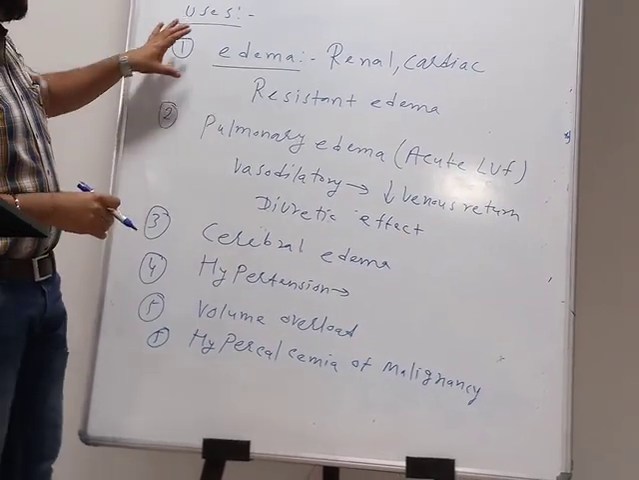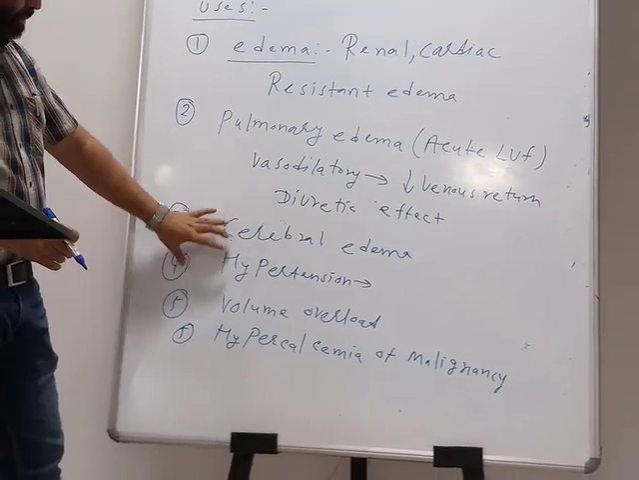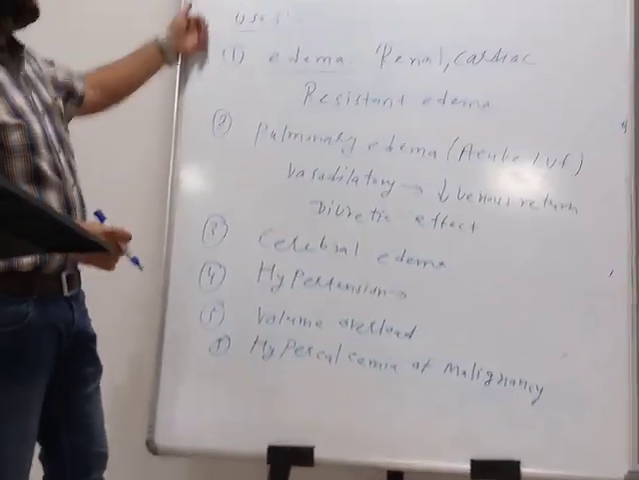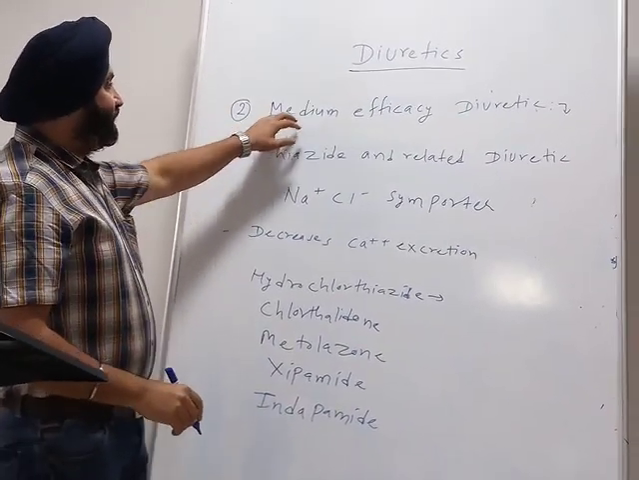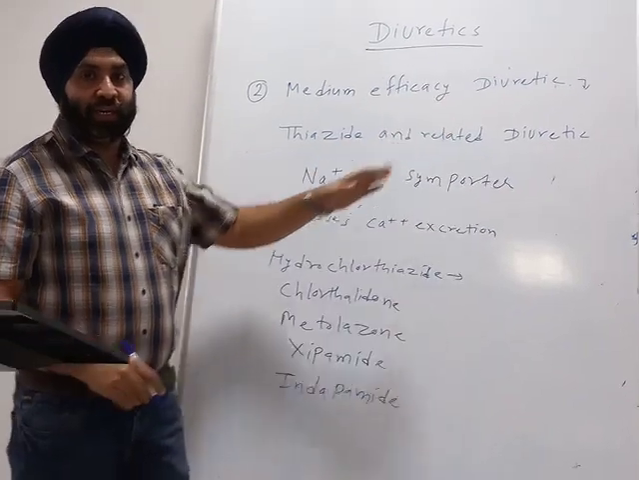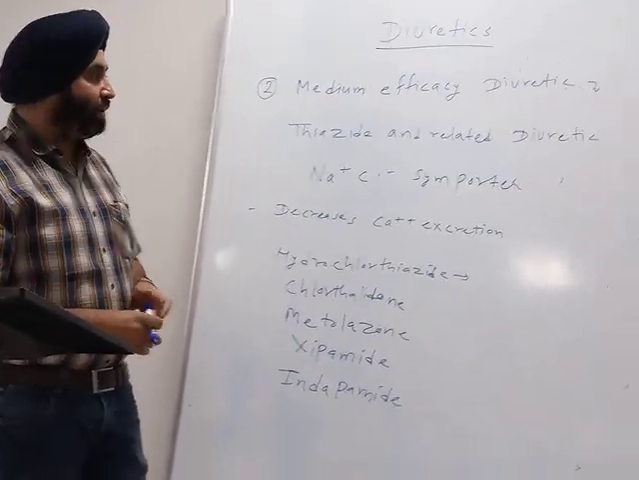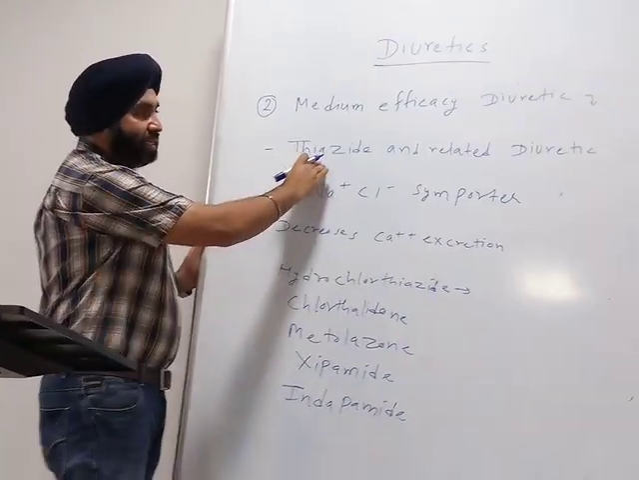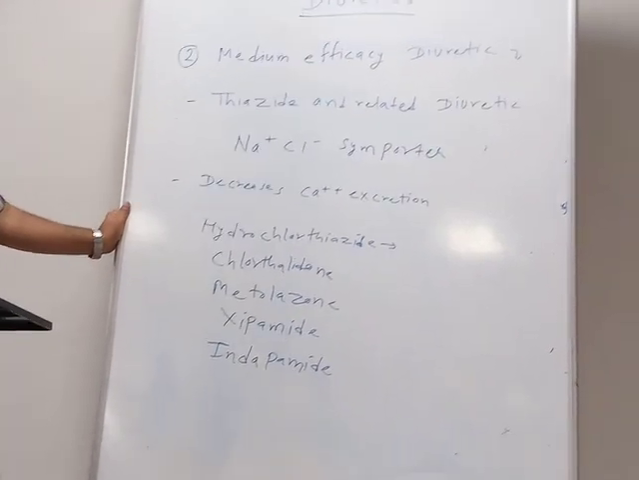So these are the important uses. Edema is there, pulmonary edema is there, cerebral edema, limited role in hypertension, and then these are the miscellaneous uses of diuretics. The next group in diuretics are the medium efficacy diuretics. As the name suggests, they have a lower efficacy than the high efficacy diuretics. In this group, the drugs are thiazide and related diuretics, which work as medium efficacy.